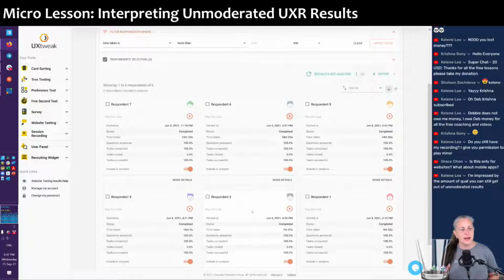Any questions about unmoderated website usability testing before I move on to card sorting? We'll also do card sorting and tree testing today.